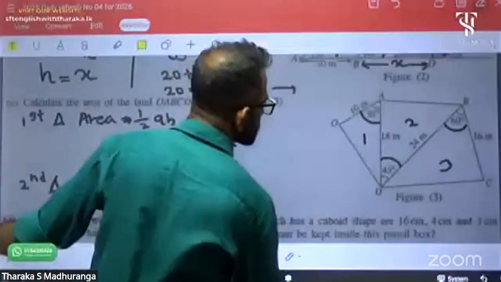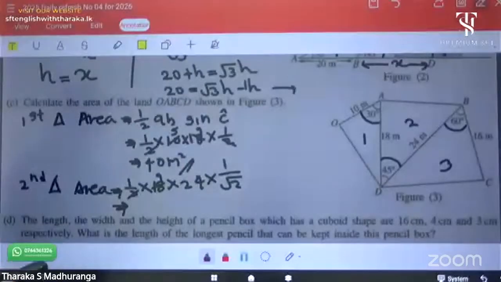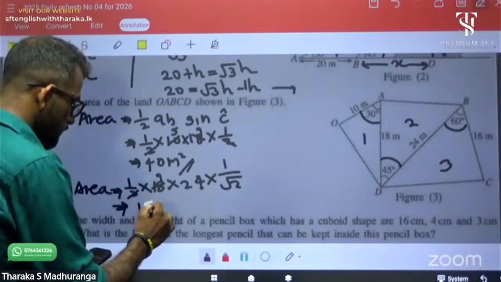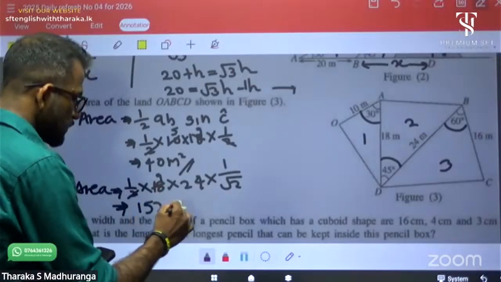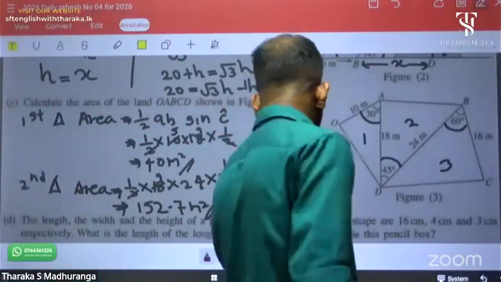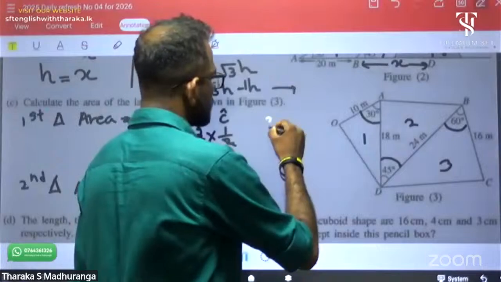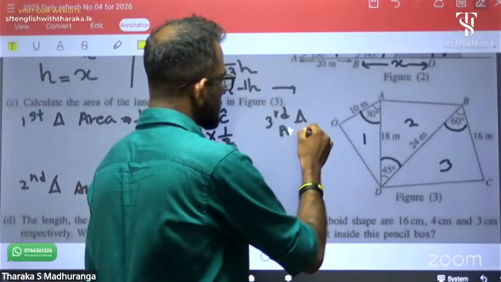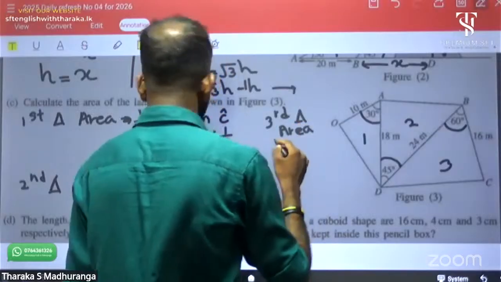Then 9 into 24, divided by root 2. That gives 152.7 square meter. Next, the third triangle area.